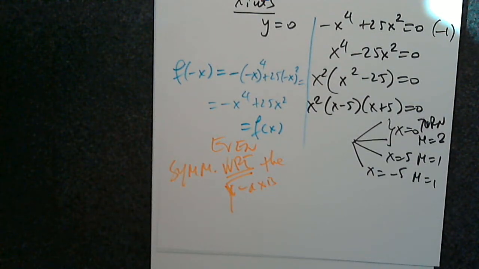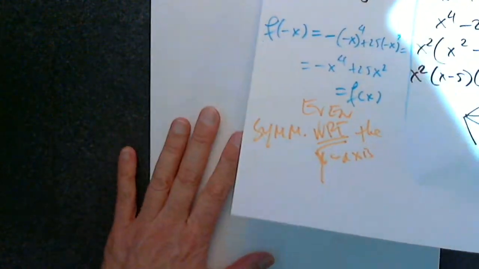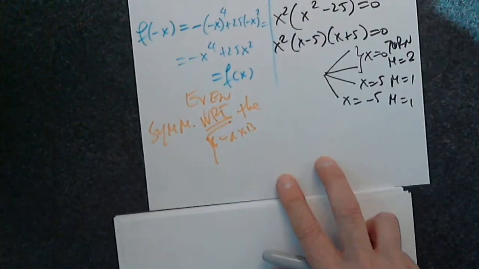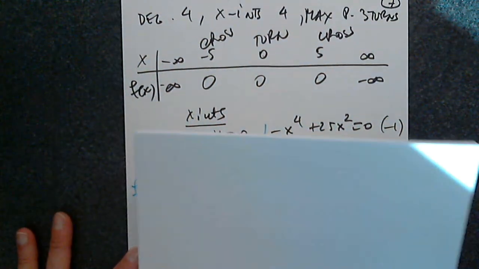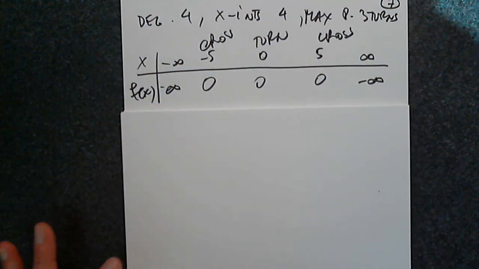That's nice to know. Why? I'm going to graph the left-hand side and just copy on the right. I'm not going to graph the whole thing. So that's all I need. I just need a table.